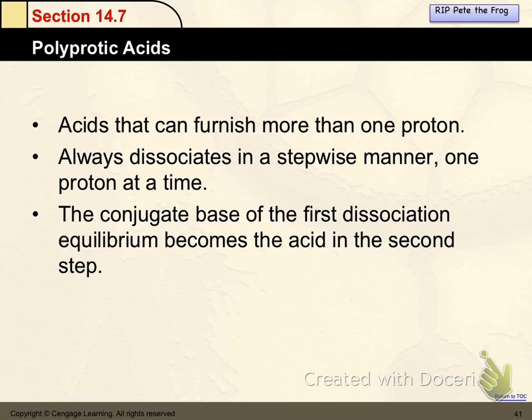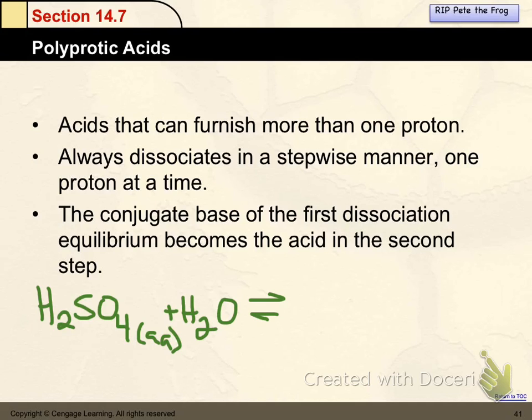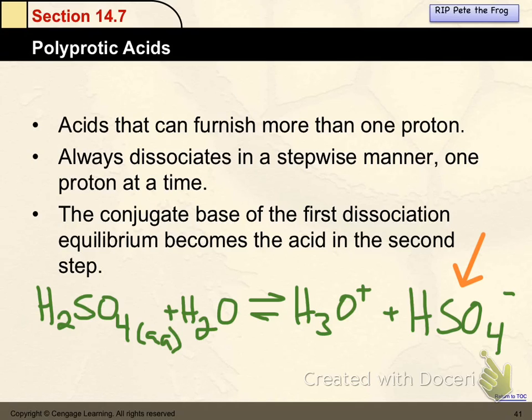Let's pick the most famous polyprotic, probably the one that Pete the Frog is swimming in right now. Poor little guy. This guy. H2SO4. If we've got that in some water, we make H3O plus, and the other thing that we make there is the bisulfate ion, HSO4 negative. This guy right here is the conjugate base. So that is actually what becomes the acid in the second step. Kind of weird, right? The conjugate base becomes the acid. But that's kind of what occurs. So that's our first step. I'm going to erase that now.